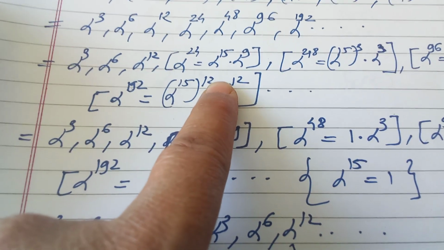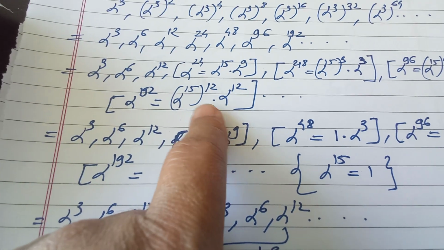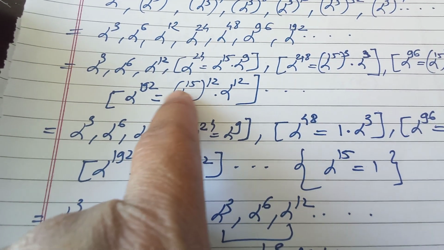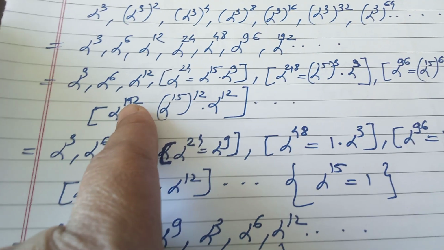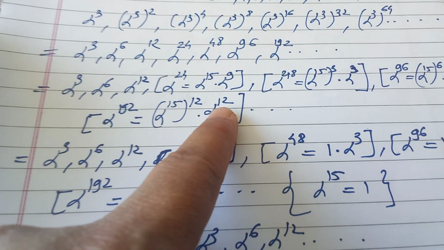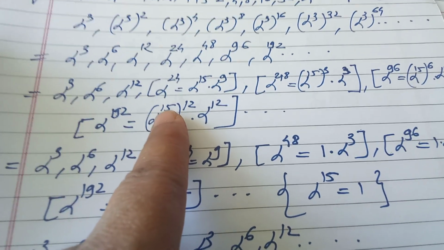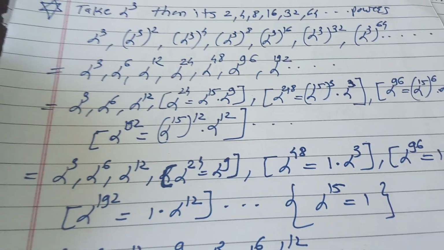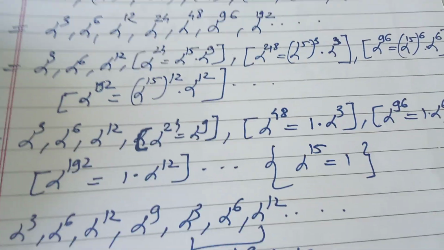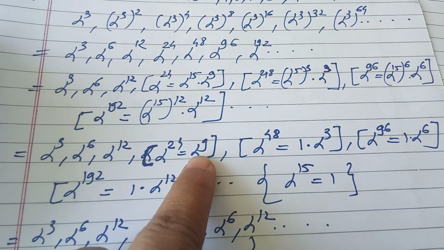Alpha 192 is equal to alpha 15 into 12. You can do it in the calculator. Alpha 15 into 12, the remaining power is alpha 12. Okay, I think it is 180 plus 12 is 192. Yes. Okay, after that alpha 3, 6, 12, 24. Alpha 15 is 1, so that is equal to alpha raised to 9.